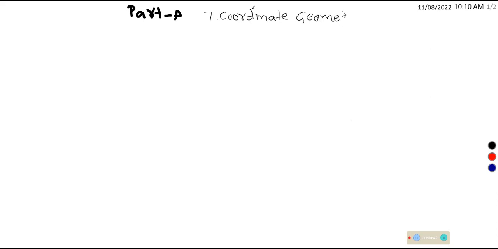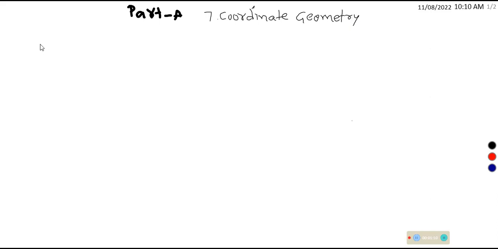So coordinate geometry, okay. Now in this we have some formulas. Based on those formulas we have some problems. We will discuss today 2 formulas, and based on the 2 formulas how the problems will be, how we have to solve the problems by using that formula, okay.